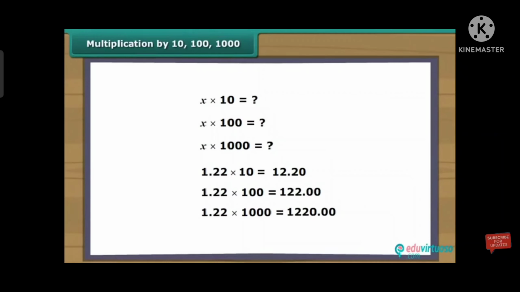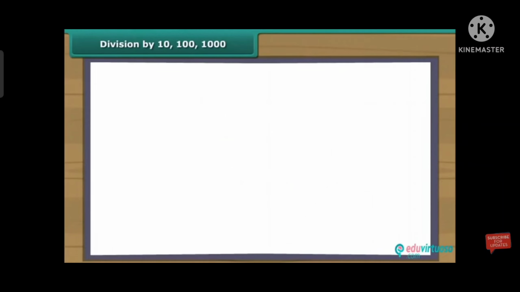We observe that when a decimal number is multiplied by 10, the decimal point shifts to the right by 1 place, however the digits remain same as in the decimal number. Similarly, if a decimal number is multiplied by 100 and 1000, the decimal point shifts to the right by 2 and 3 places respectively.